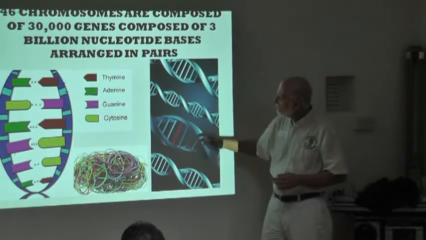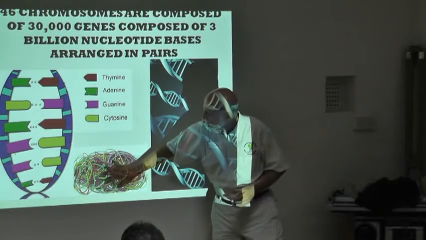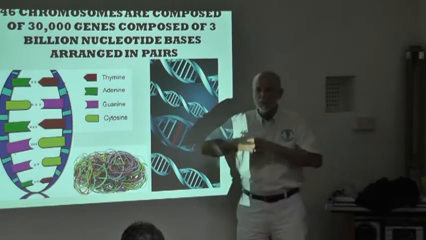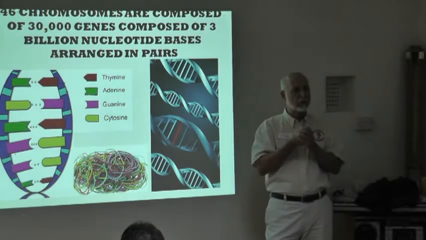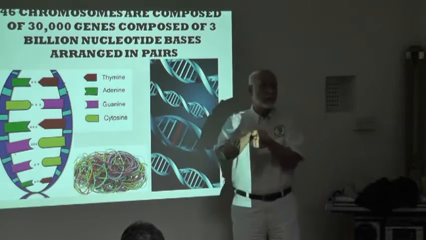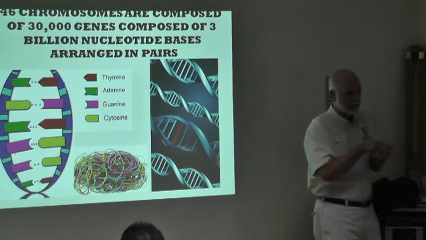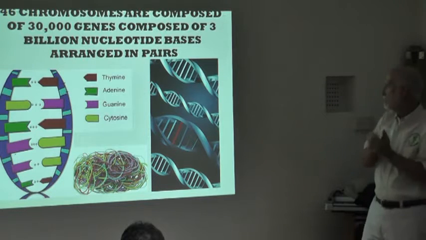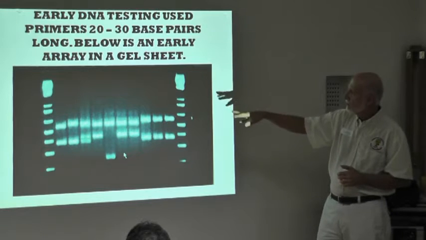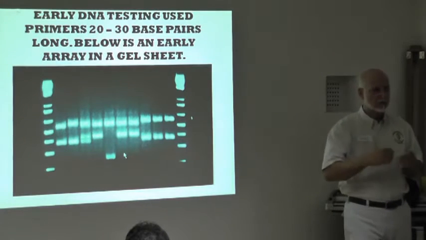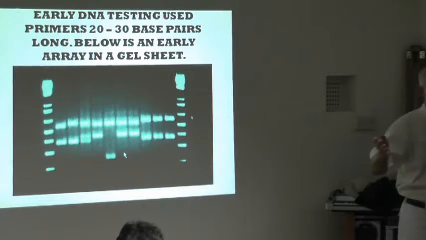All 3 billion of them are wound up like a wad of rubber bands in the nucleus of the cells that we saw just a minute ago. Very, very tightly packed. Next slide. Early DNA testing used primers 20 to 30 base pairs long. Below is an early array in a gel sheet. This is important to understand because you have to understand the story of the Starchild's early DNA testing.